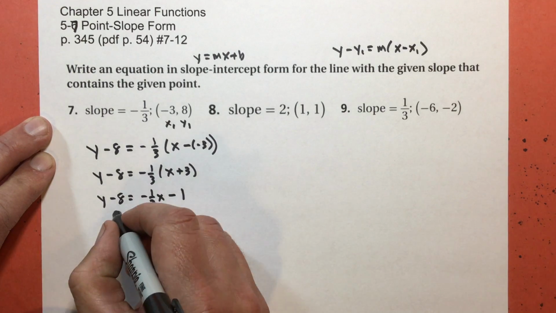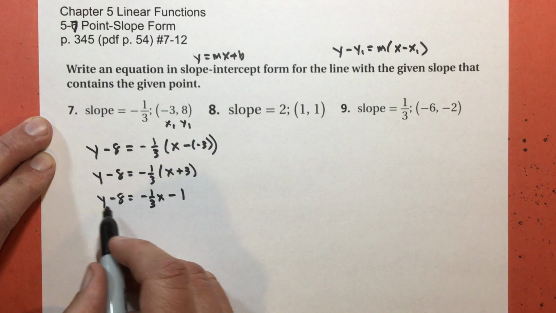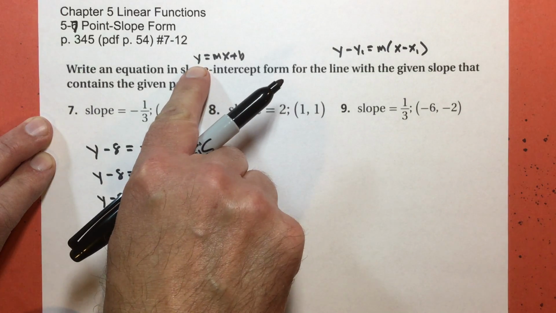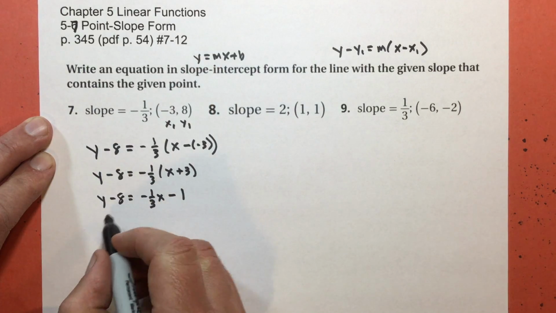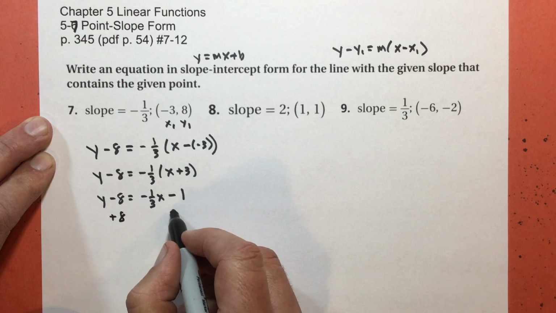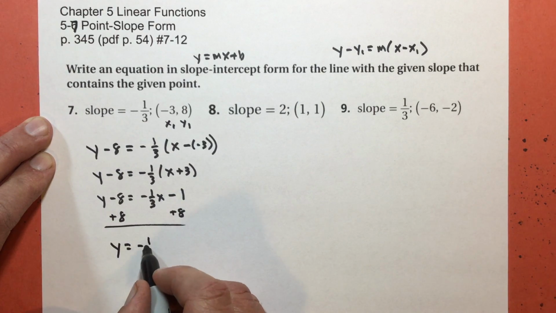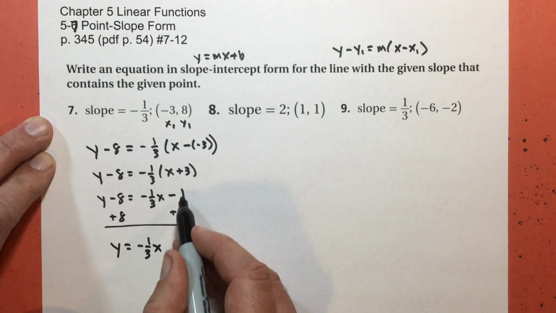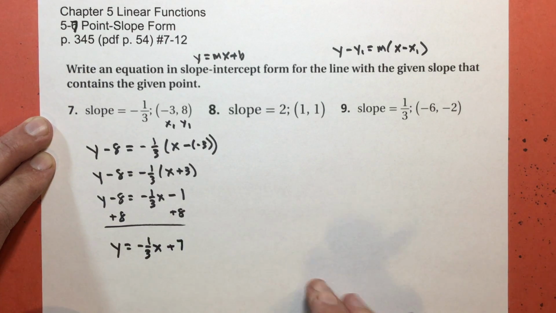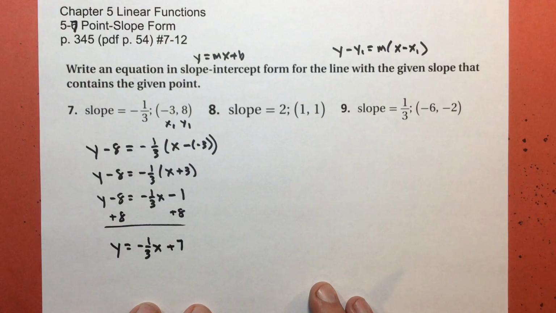And my last step, I need to isolate the y, get the y all by itself. See how it's all by itself on the left side of the equal sign? So I'm going to add 8 to both sides, and I get y equals negative 1/3 x. 8 plus negative 1 is 7. All right.